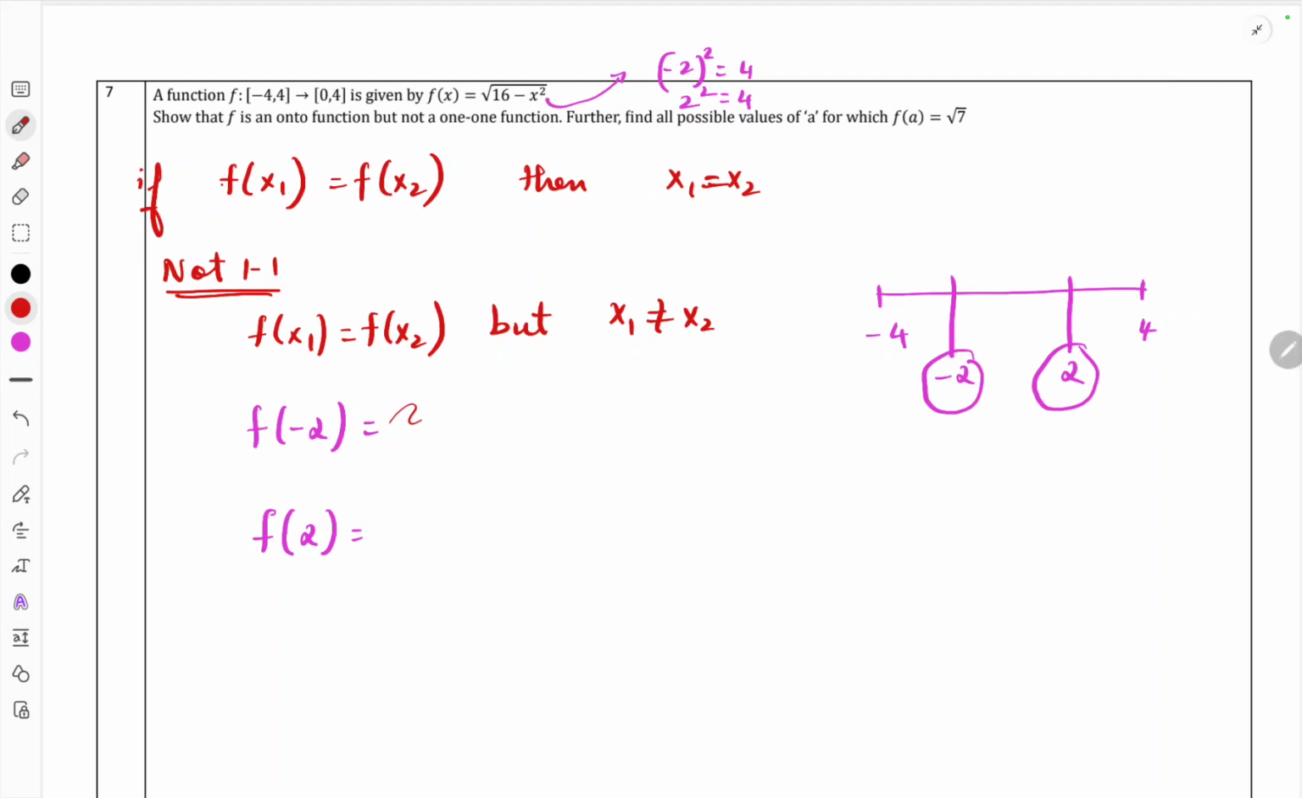So f of minus 2 will be root of 16 minus minus 2 the whole square. Minus 2 the whole square is 4, so 16 minus 4 will be there.